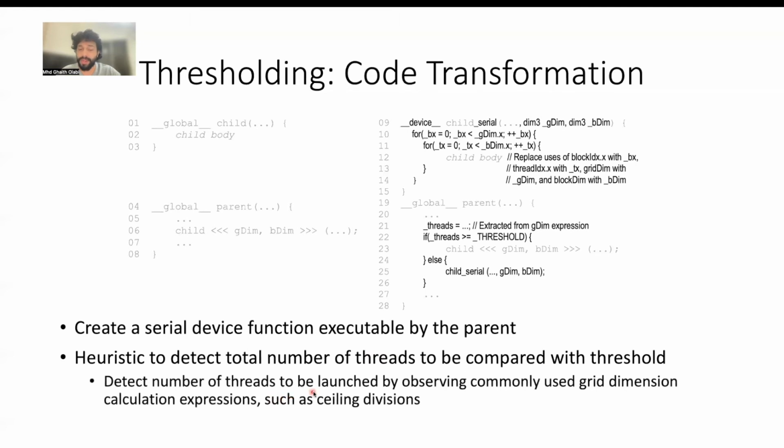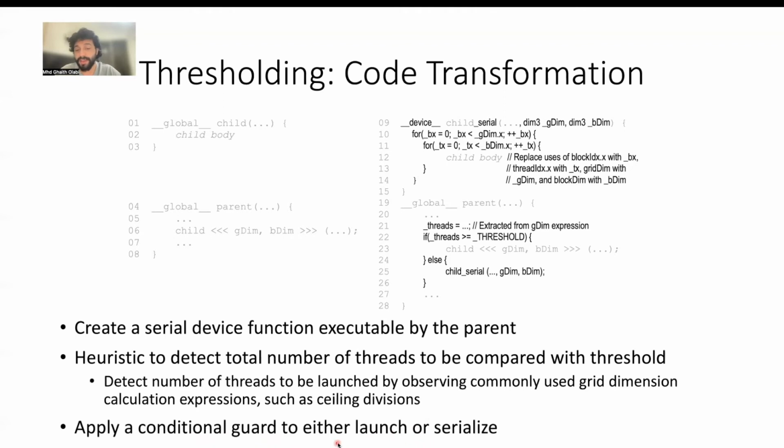We detect the number of threads to be launched by observing commonly used grid dimension calculation expressions, such as ceiling divisions. So we would typically look at the grid dimension. We've observed that a lot of GPU kernel programs use commonly used expressions. We look at these and try to detect the number of threads out of them. Finally, we apply a conditional guard so that the parent decides to either do the launch or serialize, and that is essentially dependent on the set threshold.